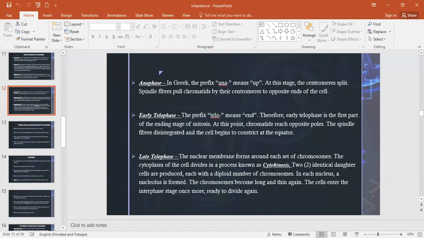You'll get the full formation of the nucleolus, and the whole nuclear envelope will form again. Your chromosomes go back to being long and thin and invisible, and there you have it. You have your cells completely divided until they decide to divide again. Do you all understand so far?